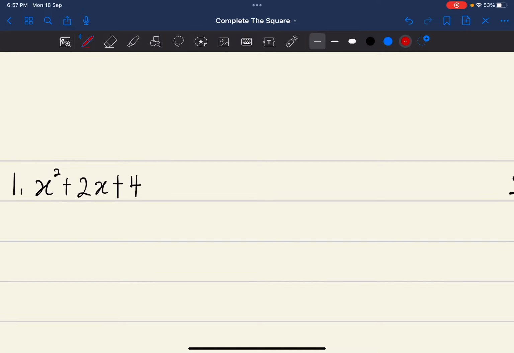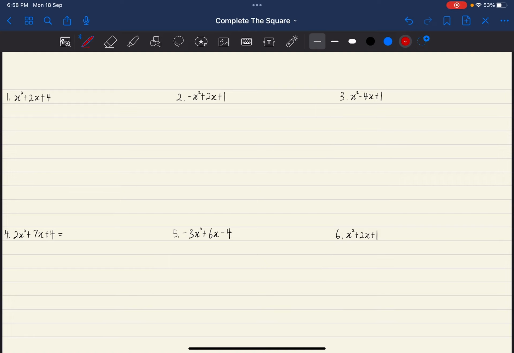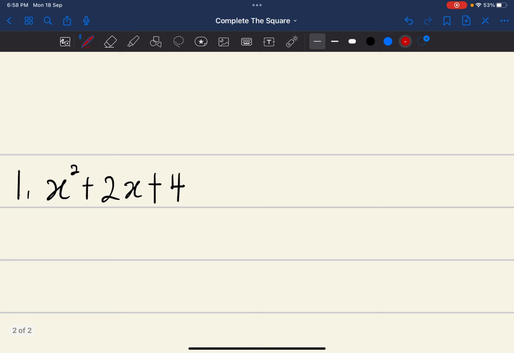So how do you complete the square? It's actually very easy. Over here, I have 6 examples and we're gonna work through them one by one. So question 1. Now, if you don't know how to complete the square, the quickest and fastest way to do it, for me, is that I separate it into 2 parts. The first part being this part and the second part being this part.